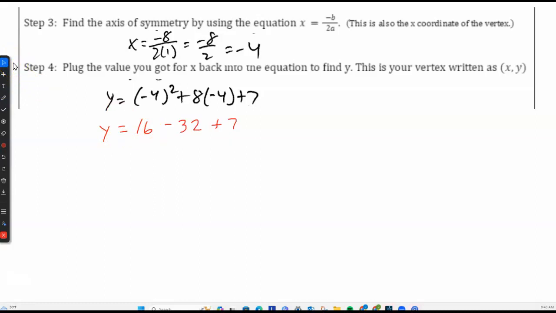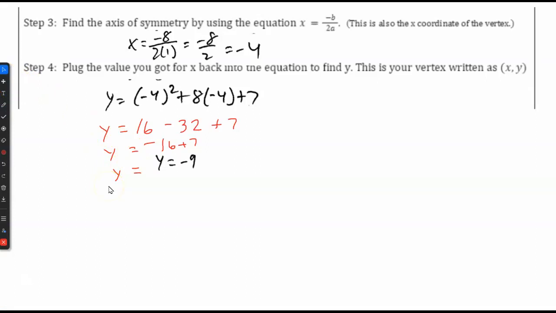Negative 16 plus 32, or 16 minus 32, is negative 16. Negative 16 plus 7, y equals negative 9. So then this is our vertex, negative 4, negative 9. That's our vertex. We just found the vertex for the graph.